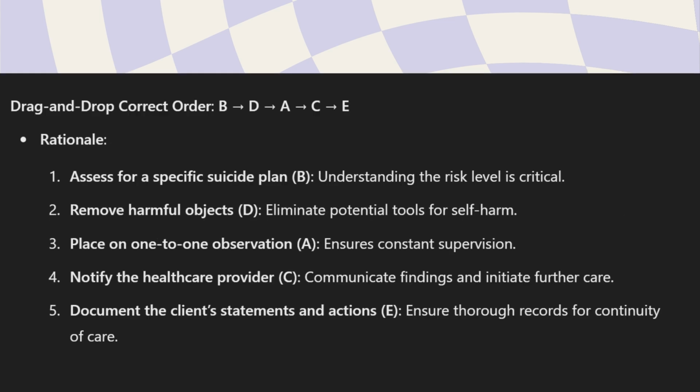Drag and drop. Correct order: B, D, A, C, E. Rationale: assess for a specific suicide plan. B. Understanding the risk level is critical. Remove harmful objects. D. Eliminate potential tools for self-harm. Place on one-to-one observation. A.